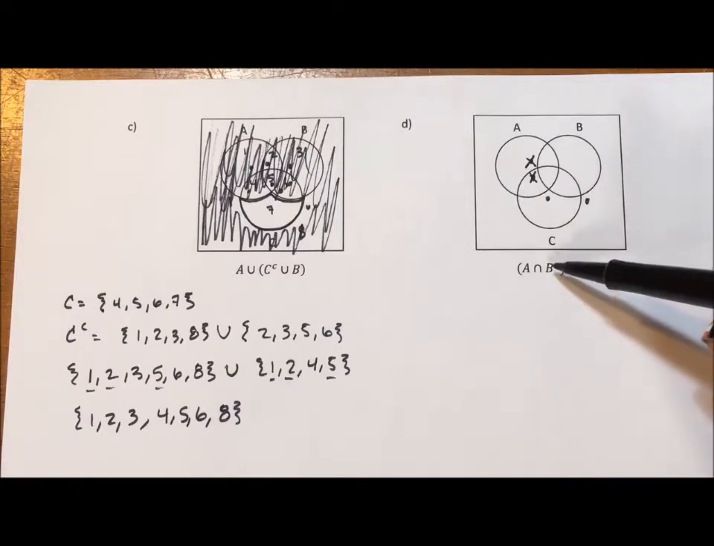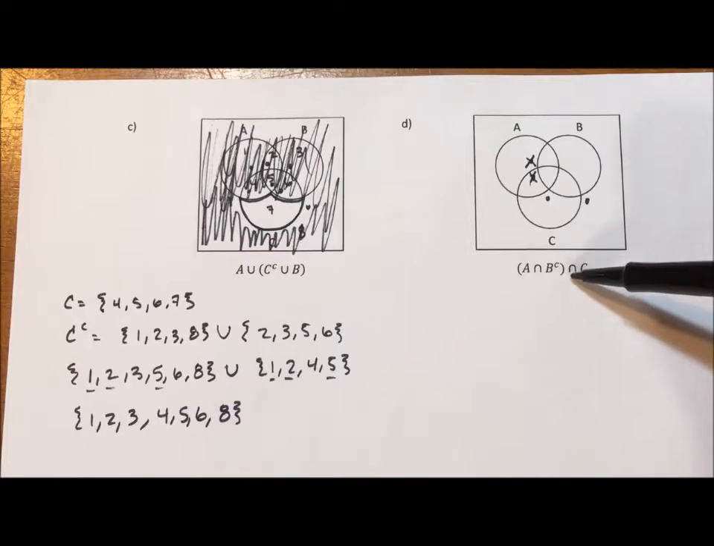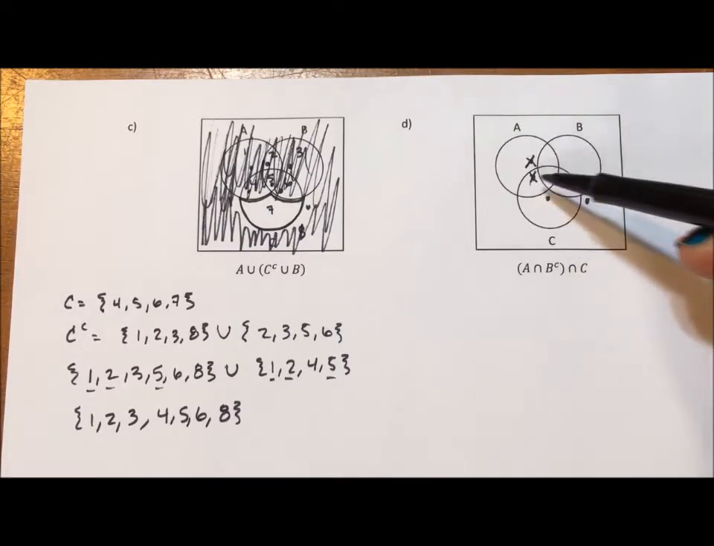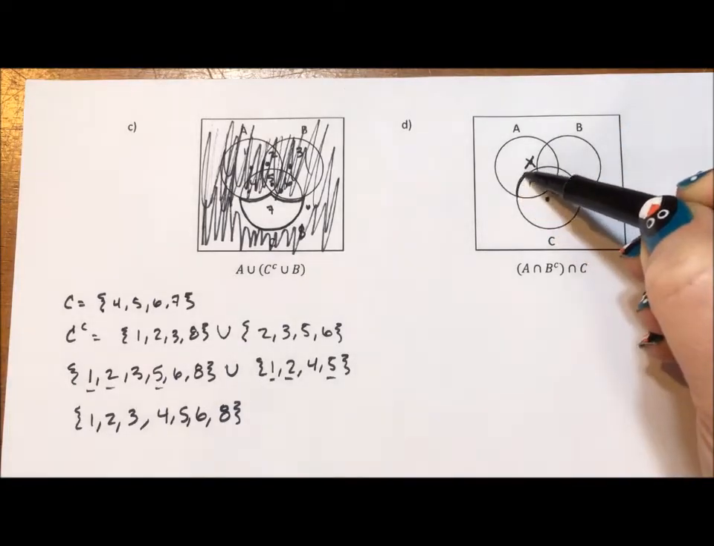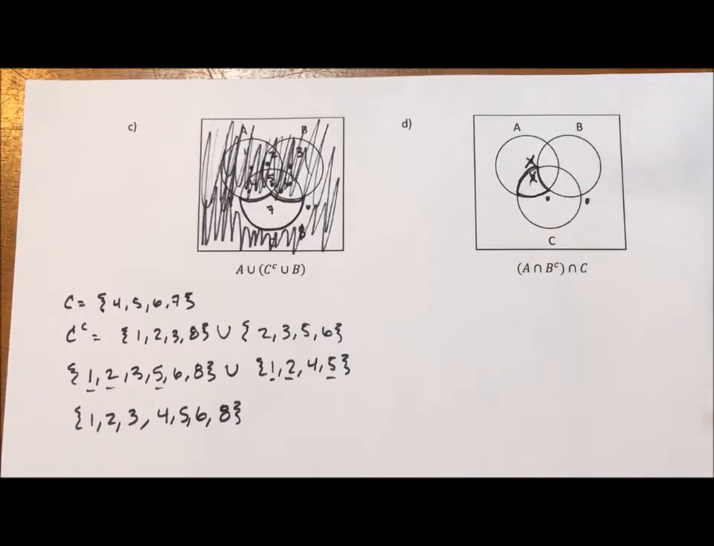We want to know what those X's, not the dots, have in common with C, because intersection means shared. So what do those two share with C? And we're left with just this. Much different than that. Here we just have a little area to shade.